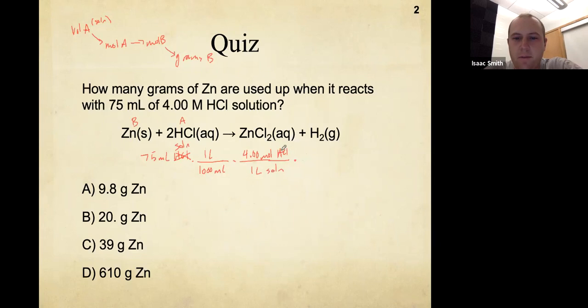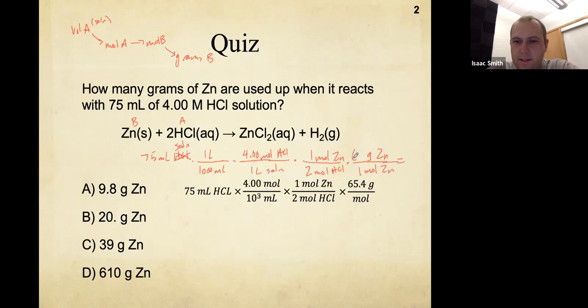And then we can convert from moles of HCl over to moles of zinc using the chemical equation. And then using the molar mass of zinc, we can say 1 mole of zinc is a certain number of grams of zinc. I don't know the molar mass off the top of my head. Molar mass is 65.4. Cool. And that will pop out the grams of zinc. So hopefully that's some review that you were able to practice on during the homework.